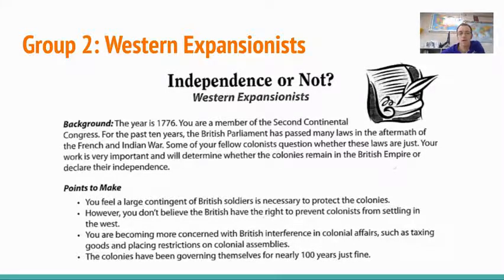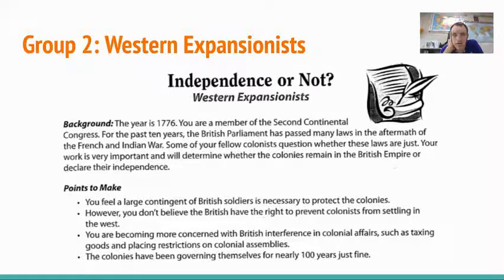Here's how they feel. You feel a large contingent of British troops is necessary to protect the colonies. Whereas the merchants don't want troops around, you feel that troops should be around because they're going to protect you. So you're okay with that. Second, however, you don't believe the British have the right to prevent colonists from settling in the West. You want to go out west. You want to go across the Appalachian Mountains, possibly, into territories like the Northwest Territory, which consisted of Wisconsin, Minnesota, some other territories too. So you want to go out west, and you don't think the British should be able to stop you.